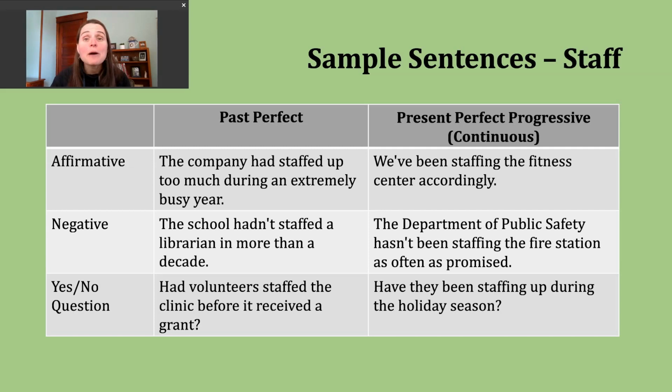But let's move on and talk about negative sentences in the present perfect progressive. To do this, again, we've got to pay attention to our subject. We'll have our subject, we use have or has, then not, then the participle been, and then the ing form of the verb. Here's another example sentence. The Department of Public Safety hasn't been staffing the fire station as often as promised.